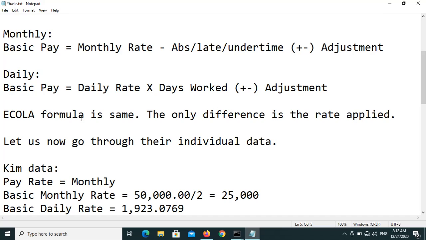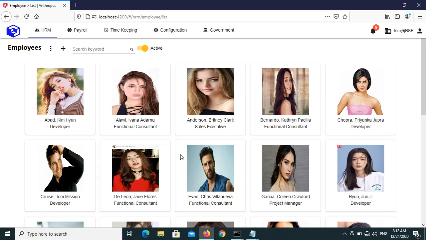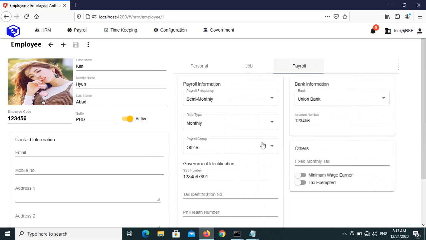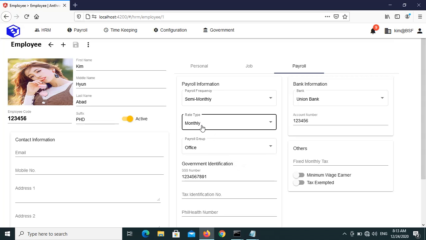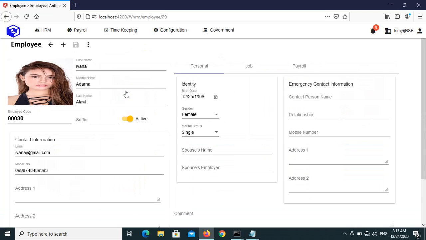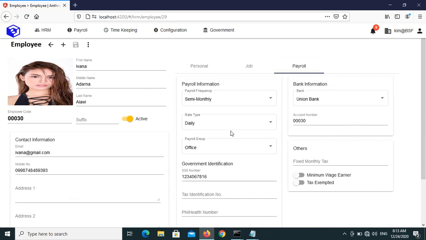Now, for ECOLA, the formula is the same. The only difference is the rate applied. Now, let us now go through individual data. We will concentrate on two employees only for the sake of simplicity. Okay, for Abad Kim Yoon, her pay rate is monthly. Okay, now for Alawi Ivana, her pay rate is daily. Okay, so let us now go through their salary.